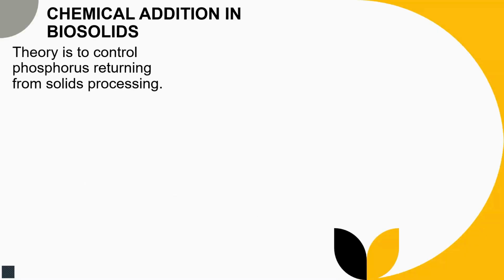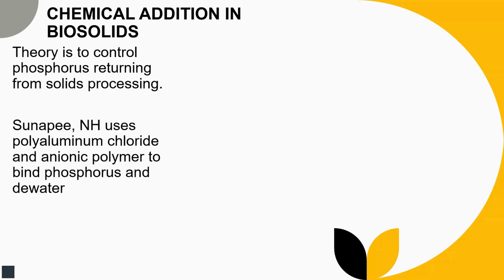So I have a few examples to show you. This is not nearly as common as dosing before the final clarifiers, but I think it is something to consider. The basic theory is to control the phosphorus, keep it in the solids, get it out of your plant as solids rather than returning a sizable fraction back to your plant as dissolved orthophosphate. In Sunapee, New Hampshire, and I see that there's New Hampshire people on the call today, so sorry, I'm going to butcher that name. I'll call it Sunapee.